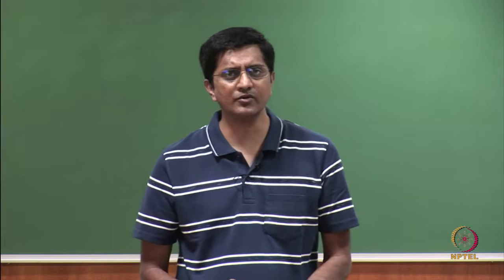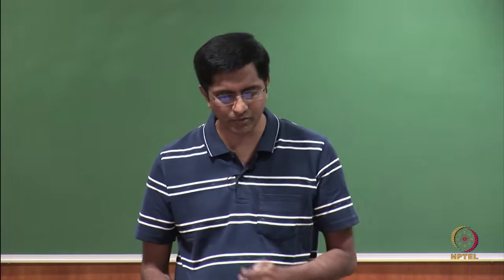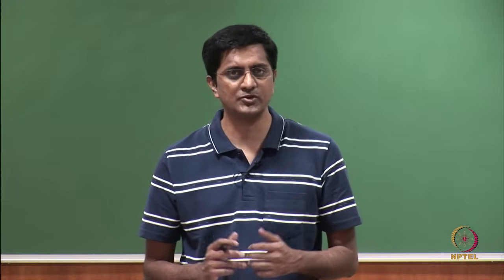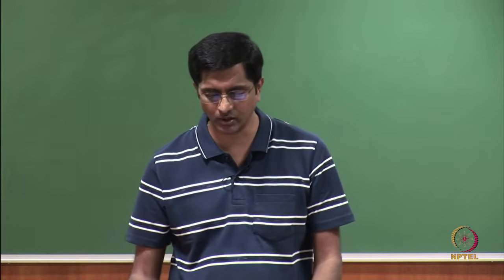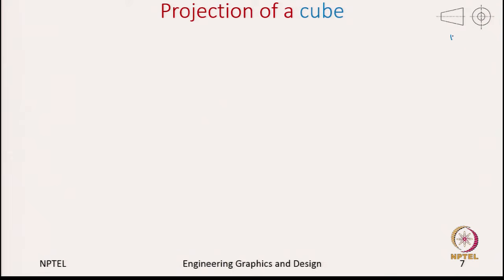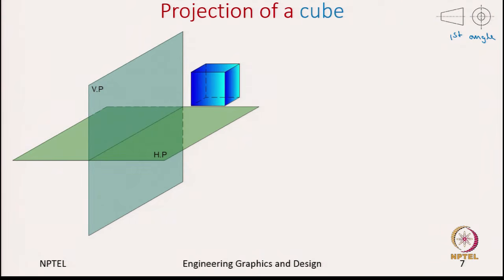Okay. Lastly, we will be looking at how to project a cube, which means to capture the front view and the top view. Again, we are focusing on the first angle projection. So, here is a cube placed in the first quadrant. Let us name the points A, B, C, D, E, F, G, H.